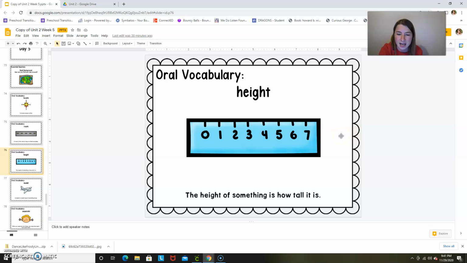Height. The height of something is how tall it is. So right here we have a ruler. When you go to a doctor's office, they measure your height. It's not this way, but it's up and down. You stand behind it and they measure you with inches.